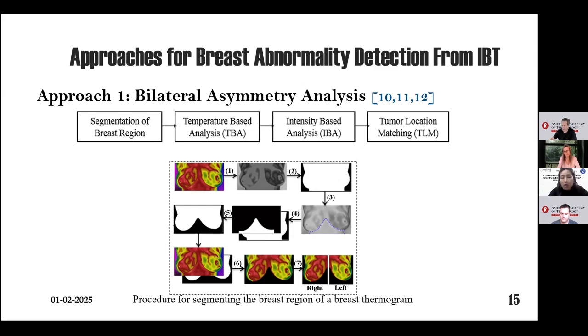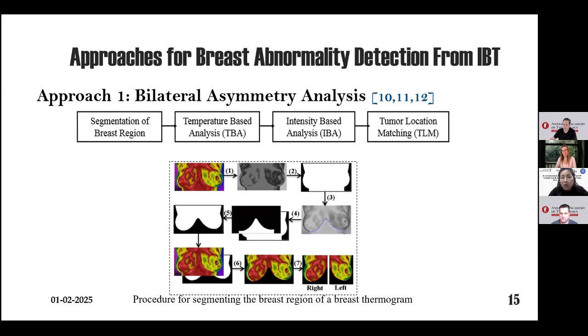Sometimes when capturing the thermogram, we found that the underneath of the breast regions always has higher temperature due to the contact of the skin of the breast with the abdomen area. So we should not consider that region for any analysis purpose. We need to segment the breast region first, and only then extract the features from that breast.